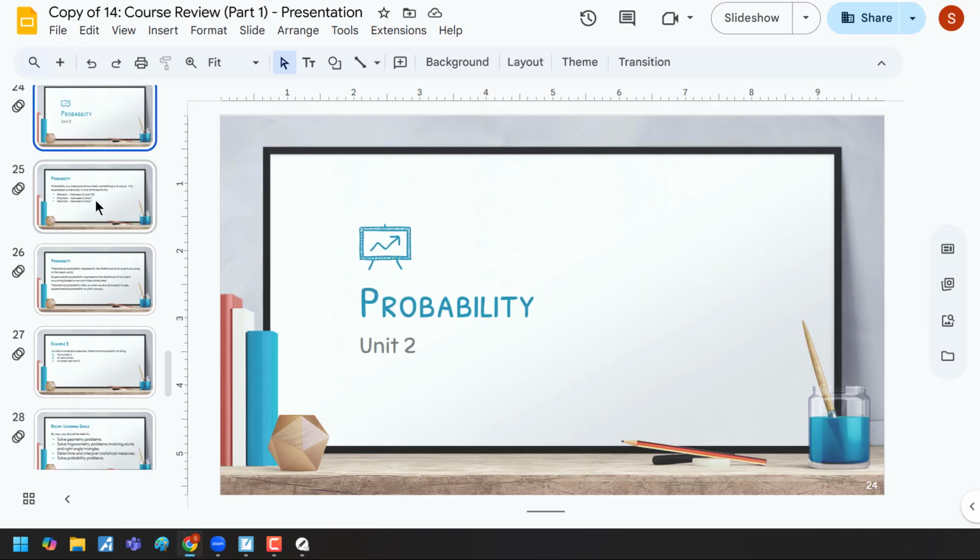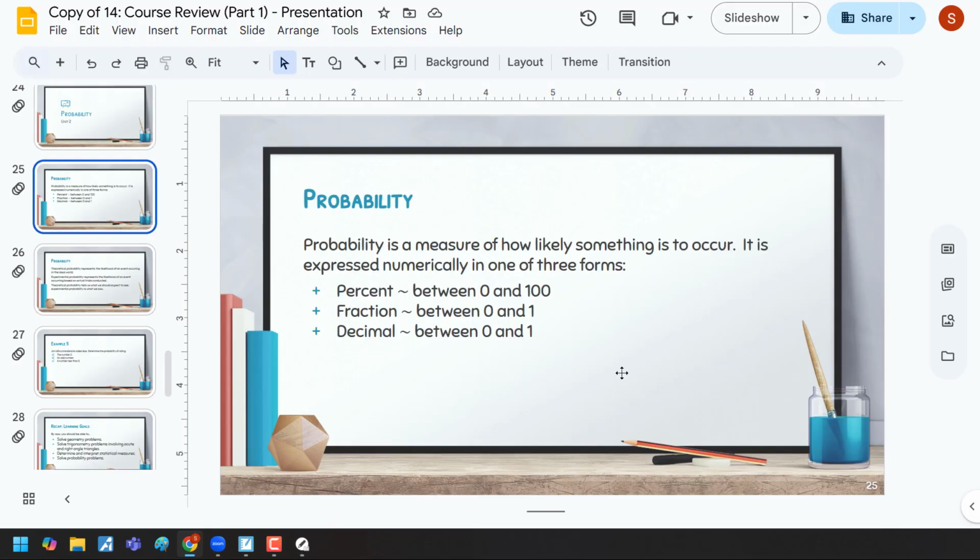Yeah, time enough for one more, I think. We got some probability. Probability is a measure of how likely something is to occur. It is expressed numerically in one of 3 forms. If you remember correctly, we got a percent. So you can have 0%, 1%, 10%, 11%. Usually it goes up to 100%. You usually don't go past 100% when it comes to probability.